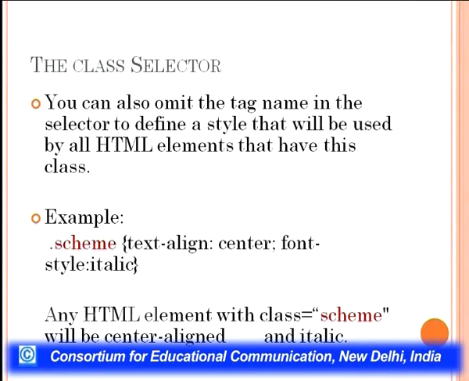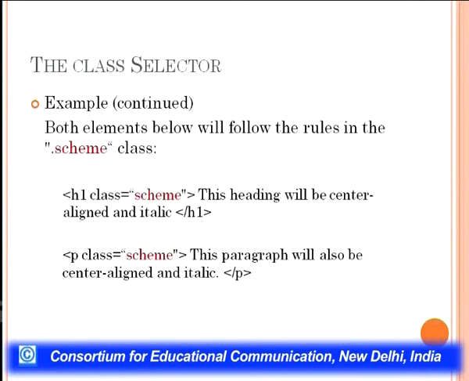HTML document. Like here you can see in the example, we have created a class called .scheme, and we have set some properties. Now any HTML element with class is equal to scheme will be center aligned and italic. You can see in this example, I am using h1 class is equal to scheme, so then this becomes center aligned and italic. If I am using p class is equal to scheme, then automatically the paragraph becomes center aligned and italic.